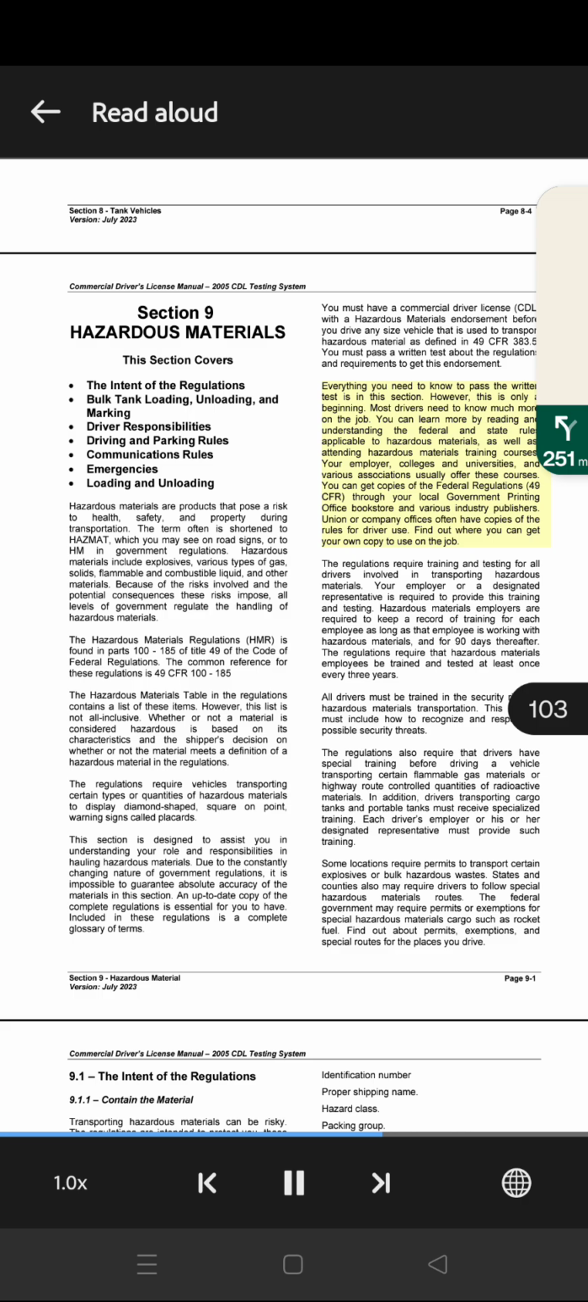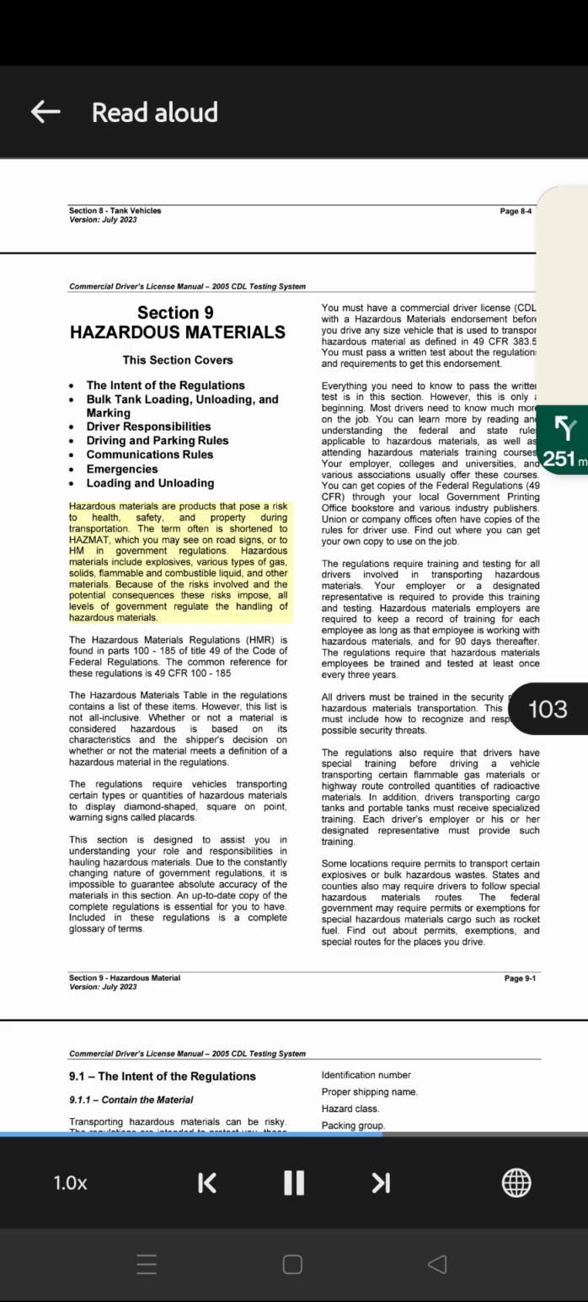You can learn more by reading and understanding the federal and state rules applicable to hazardous materials, as well as attending hazardous materials training courses. Your employer, colleges and universities, and various associations usually offer these courses. You can get copies of the Federal Regulations 49 CFR through your local government printing office bookstore and various industry publishers. Union or company offices often have copies of the rules for driver use. Find out where you can get your own copy to use on the job.